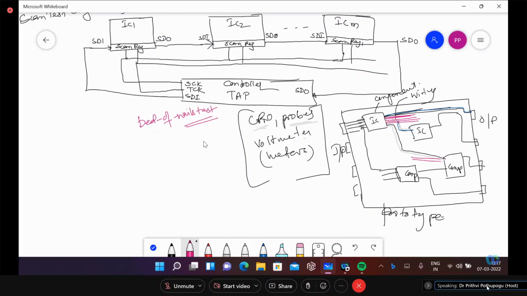Okay. So for these high density PCBs, which have fine traces of wiring, we need to have some standardization to test them. So what happened is a group of standards came into existence, what we call the, sorry, ANSI standard. ANSI, I'll tell what the full form is. ANSI, IEEE standard.